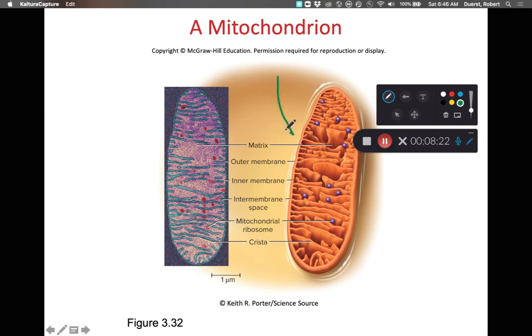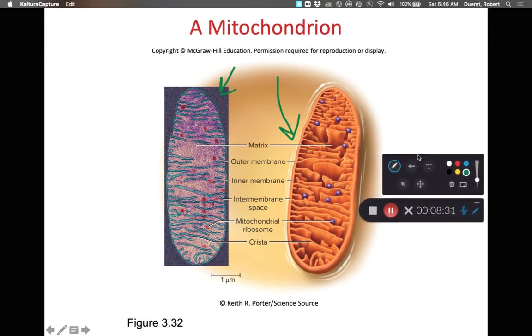So here we have a figure from your textbook showing a mitochondria. Here's an electron micrograph. We have a rather complicated organelle right here. It's believed that mitochondria at one point in time used to be a completely separate organism that formed a symbiotic relationship with the cells that make up us and all the other eukaryotes out there.